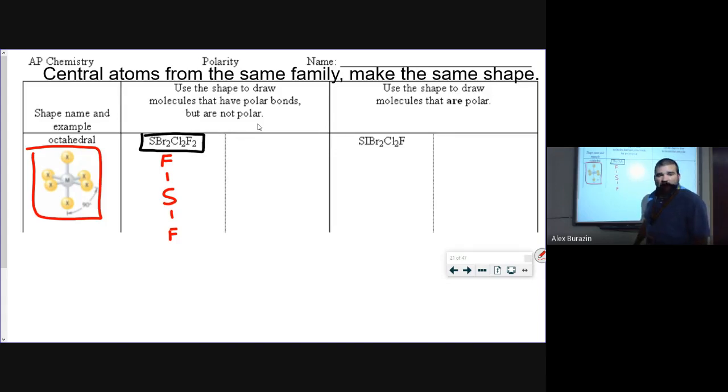Because of the way these bonds are angled and where I've put these atoms, this fluorine is pulling upward on the electrons based on its electronegativity. This fluorine down here is pulling on the electrons downward based on its electronegativity. They're on completely opposite ends of that molecule, and as a result they completely negate one another. They pull with equal and opposite attraction to the electrons, right? It's perfectly symmetrical and they cancel out.